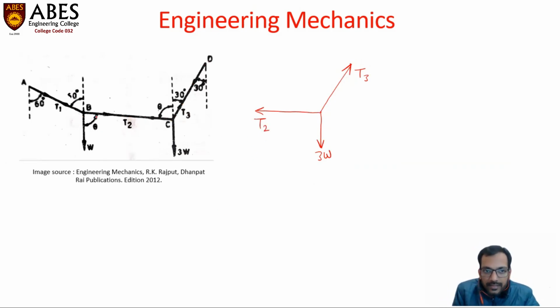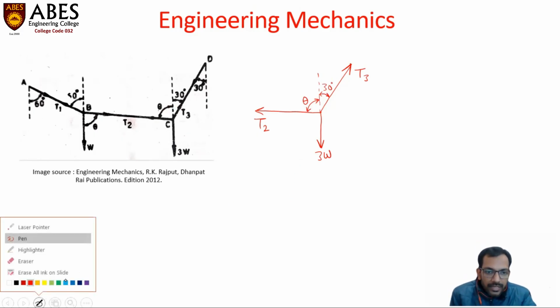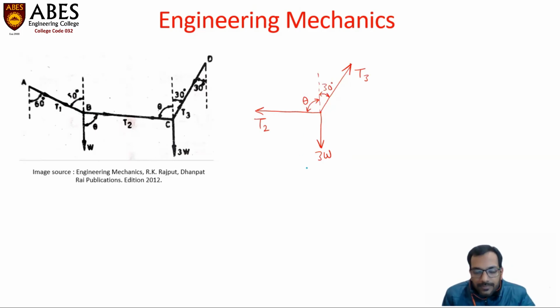Now, since this angle is theta, by the properties of parallel lines, this angle also becomes theta. So let's show that this angle becomes theta. This angle is 30 degrees. We have already discussed this. Now, let's mark the intermediate angles between any two adjacent forces. So clearly, the angle between T3 and 3W becomes 180 minus 30, that is 150 degrees.